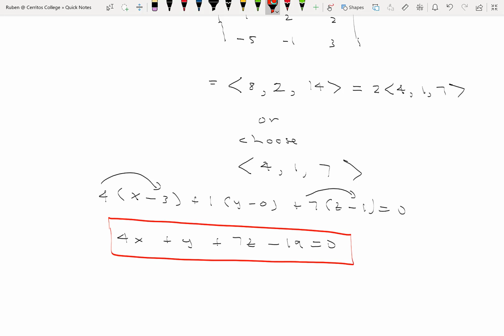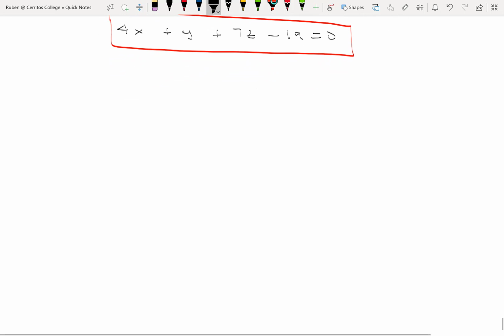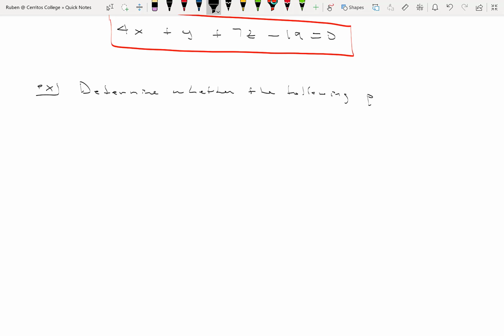Okay, so here's our last example. It's a simple one. We've been here for a while. Let's take a look at a simple last example. I want to determine whether two planes are parallel. Determine whether the following planes are parallel.